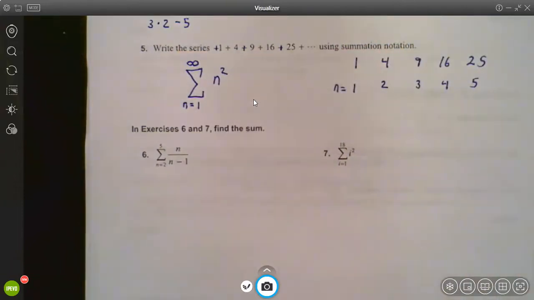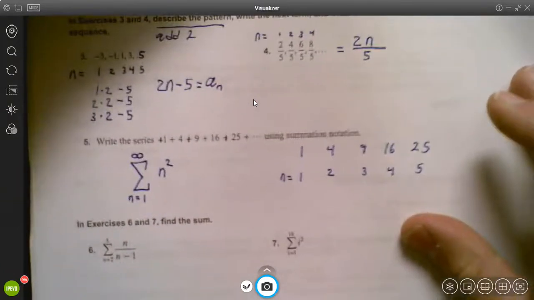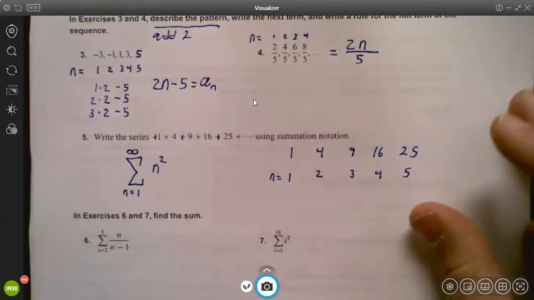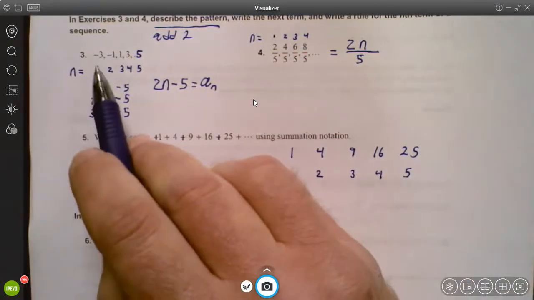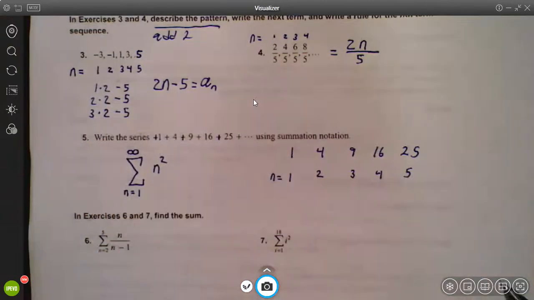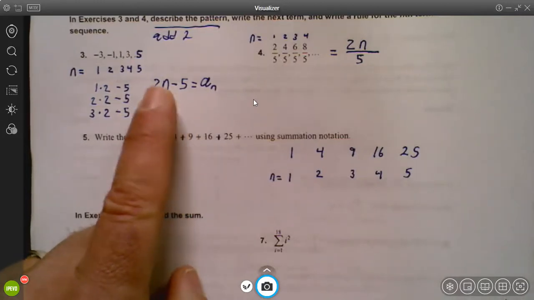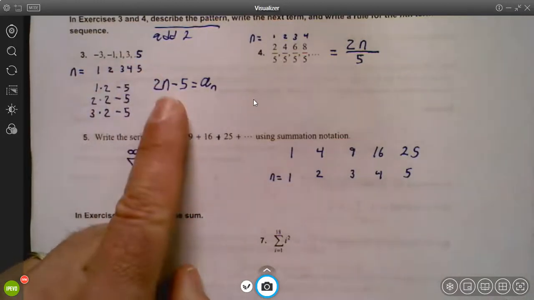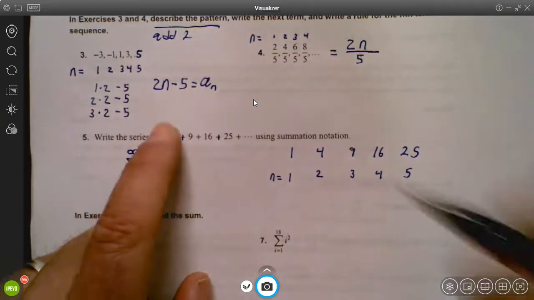I'm going to do one last one with you because I'm going to show you this in the calculator. Go back to number 3. Let's just say this was all I had. I had terms 1, 2, 3, 4, 5. I have 5 terms. We already figured out the rule, so this will be pretty easy. But if I wanted to find the sum of those 5 terms, let's see what that would look like in sigma notation.